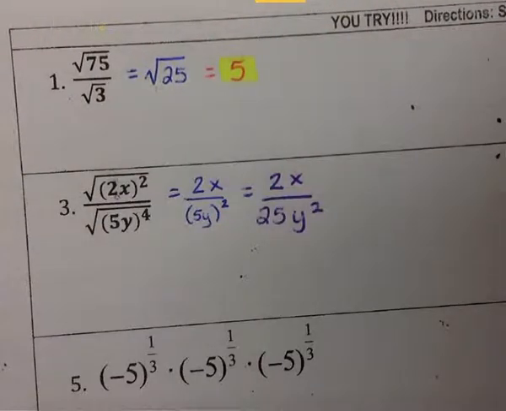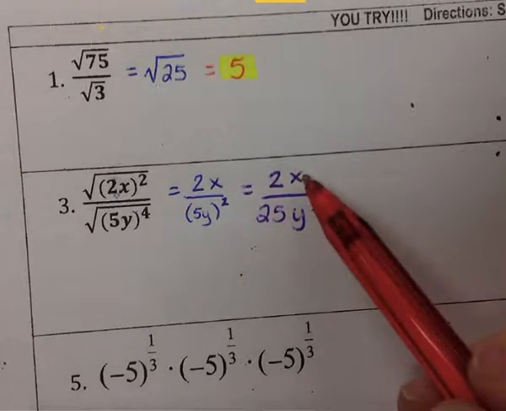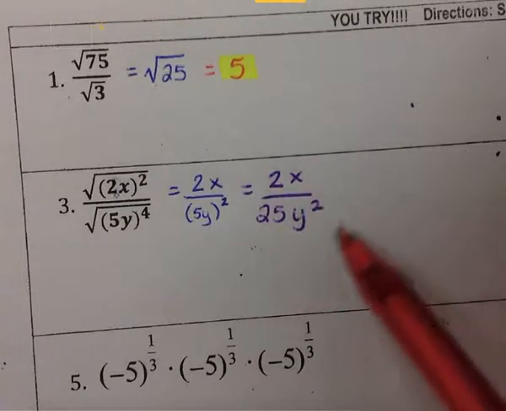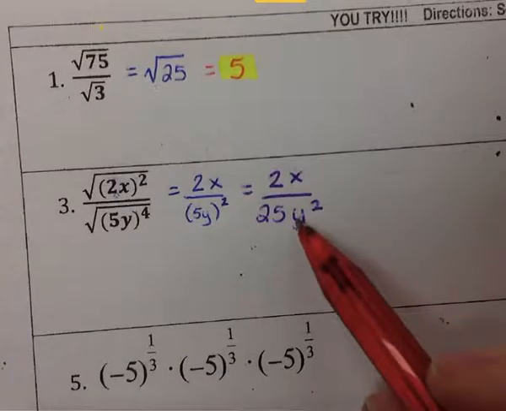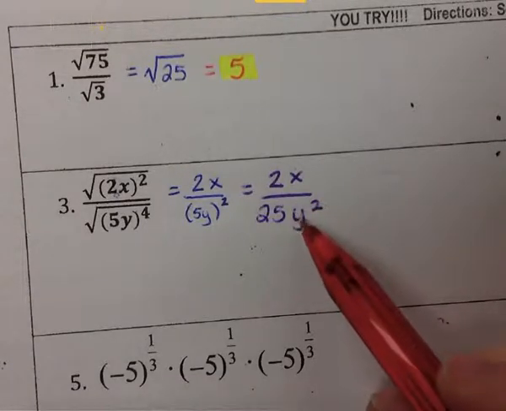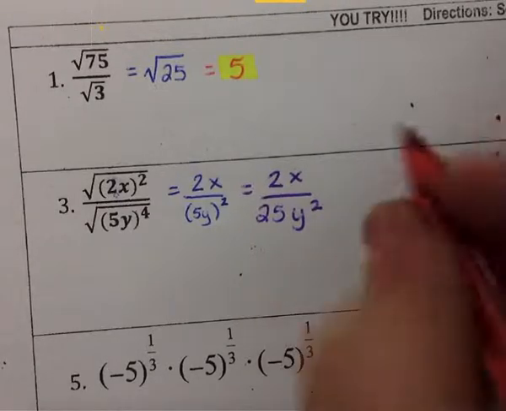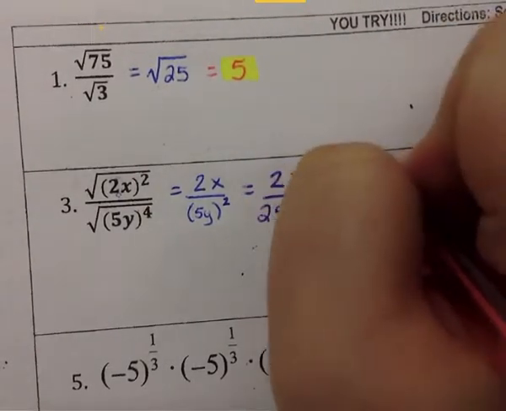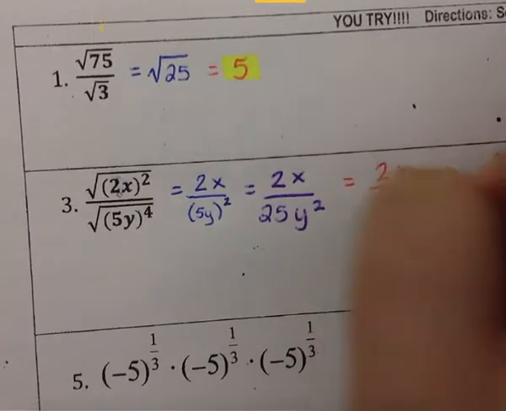So if we look at this problem, our coefficients are 2 and 25, which cannot be simplified. Our numerator has an x. There's no other x in the problem, and it has a positive exponent, so that's good. And then in our denominator, we have y squared. There are no other y's in the problem, and we do have a positive exponent. That means that our answer is actually just 2x over 25y squared.